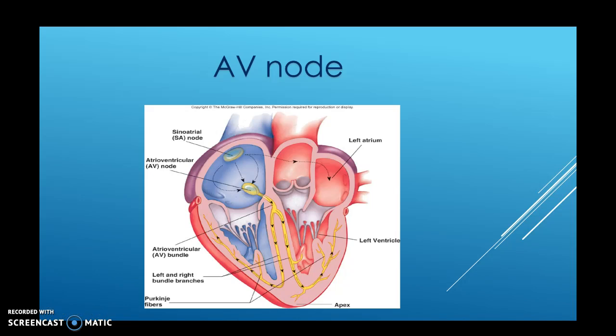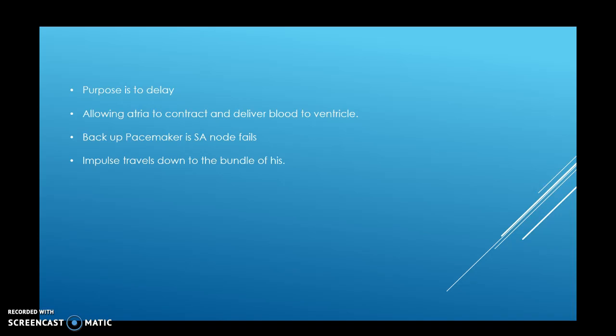Atrioventricular node. It holds the electrical impulse for just a second. And it lets the atria contract and deliver blood into the ventricle before it sends on the electrical impulse, okay? We're going to talk about this a little bit more in a little bit.